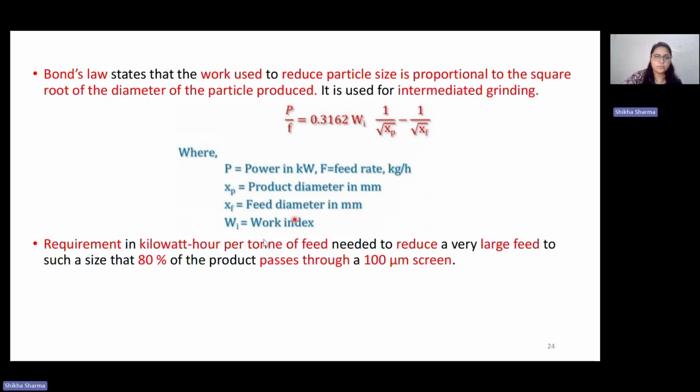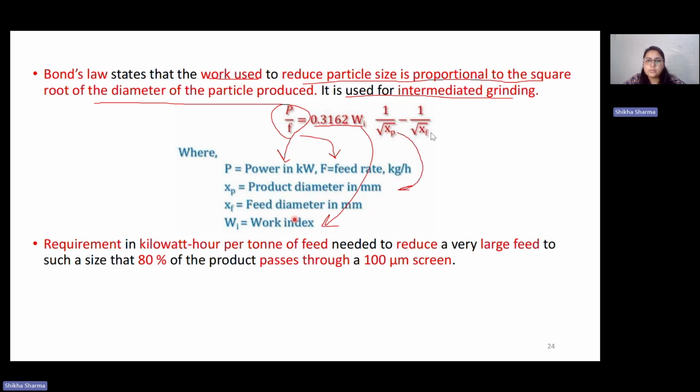Okay, let's solve this question. Let's talk about Bond's law. Bond's law basically states that the work used to reduce particle size is proportional to the square root of the diameter of the particles produced. It is used for the intermediate grinding of the product. So P by F, which is power divided by feed rate, is equal to 0.3162 Wi, where Wi is the work index, multiplied by (1 upon square root of Xp, where Xp is the product diameter, minus 1 upon square root of Xf, which is the feed diameter).